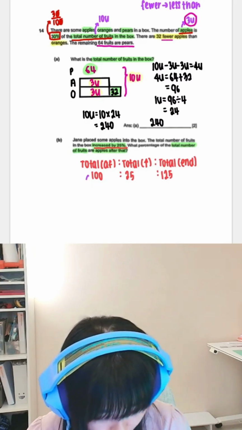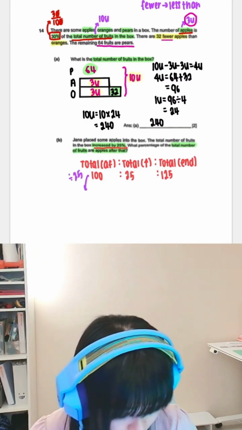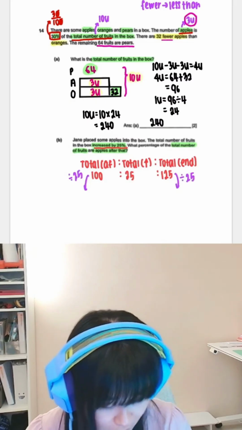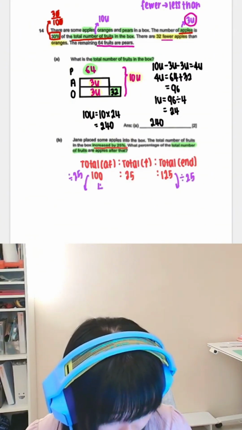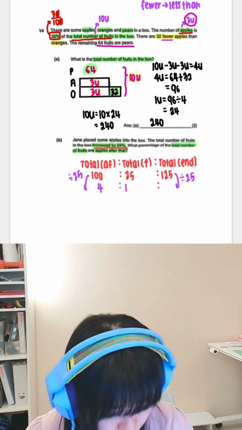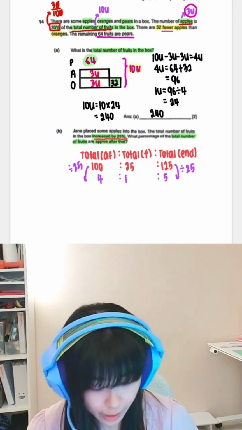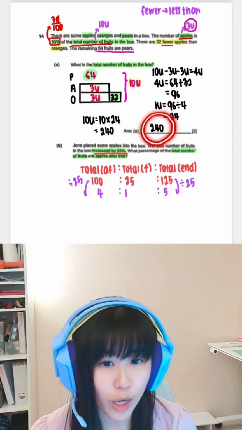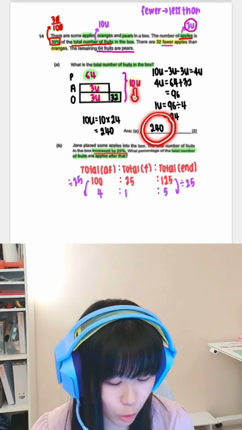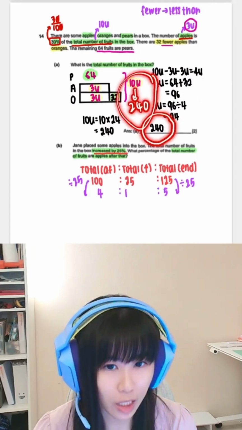So what I'm going to do, okay, I will just divide by 25. Make it simplest form as much as possible first. So I get 4 to 1, 2. Okay, 125 divided by 25 is 5. Now, just now I already found out my total is 240 at first. This is equal to 10 units earlier on.